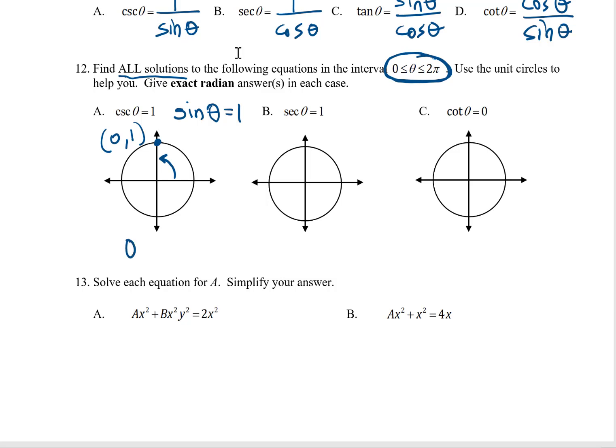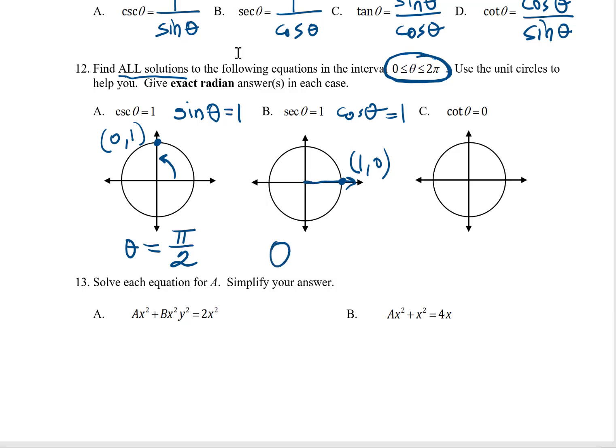My answer here then would be pi over 2. Letter B, if the secant ratio is 1, then the cosine ratio is also 1. That seems easier to think about. Cosine represents the a coordinate on the unit circle. Now, the only spot with an a coordinate of 1 is this point right here. Here's 1 comma 0. So what angle does this represent?